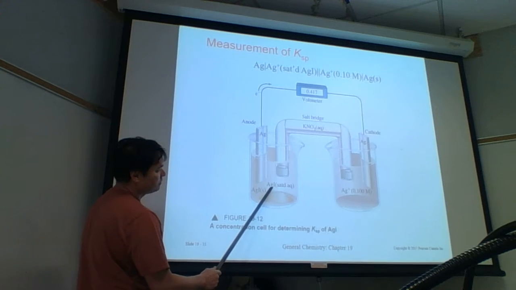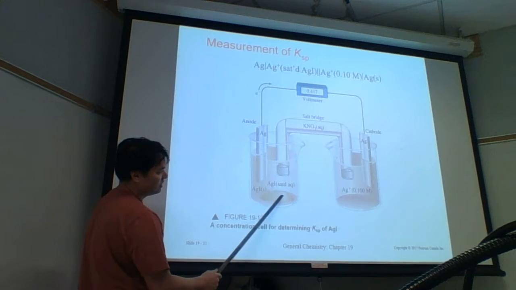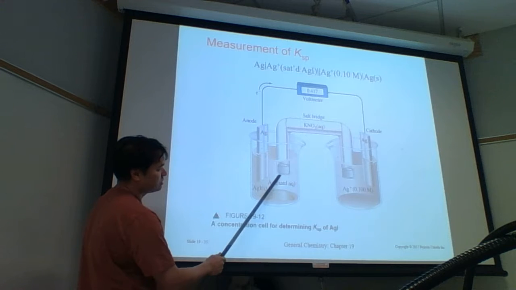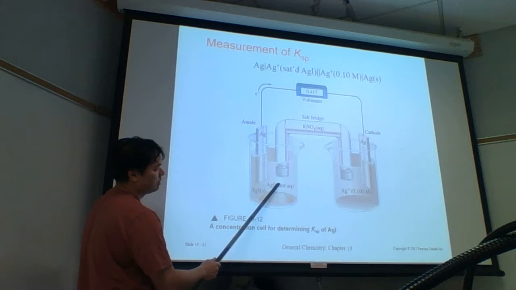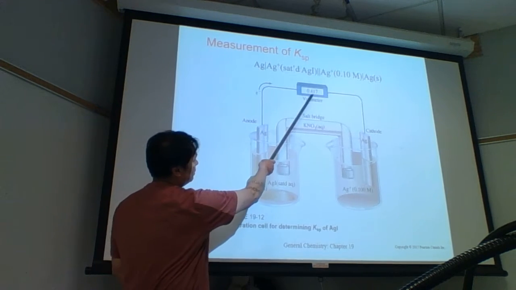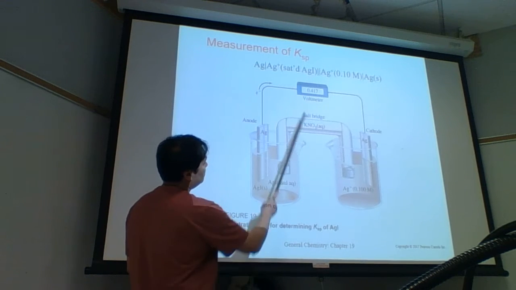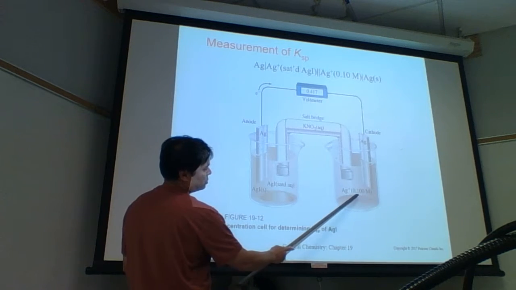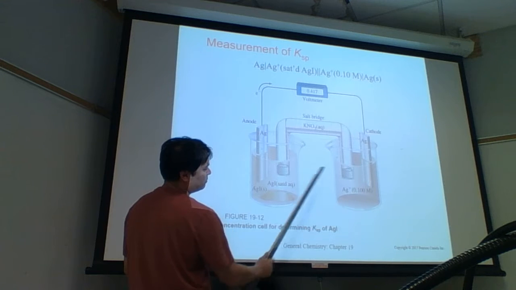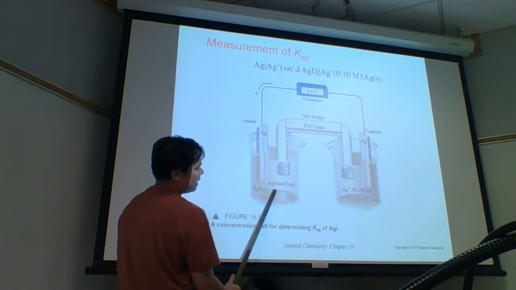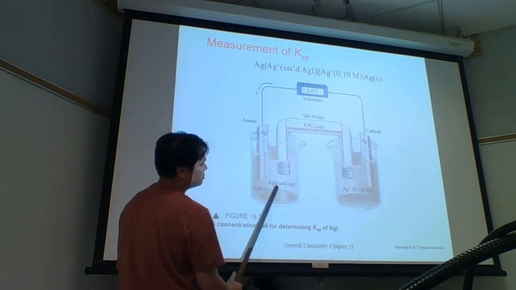And so this is going to be silver ion in saturated silver iodide. Silver iodide is not very soluble, so the silver ion concentration here is going to be very small. And therefore the electron is going to be pulled, actually 0.417. And so based on the voltage and the concentration of the silver ion in the cathode, we can figure out the concentration of the silver ion in the anode using the Nernst equation.